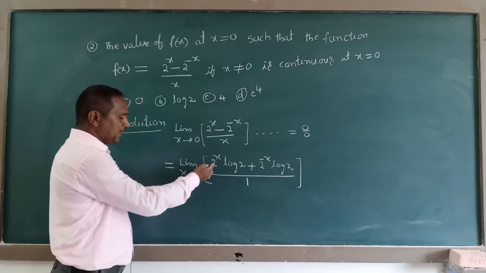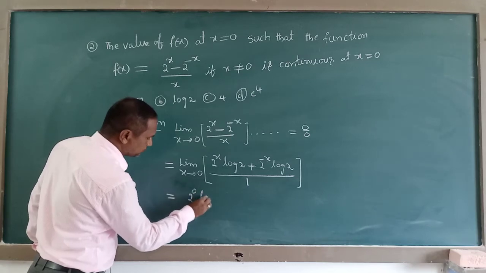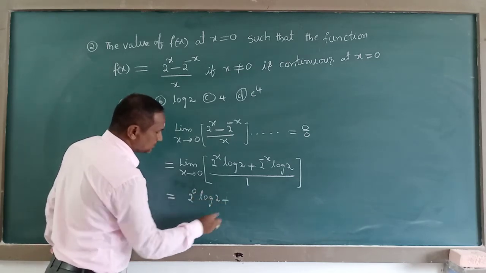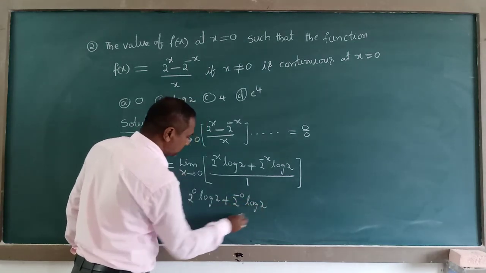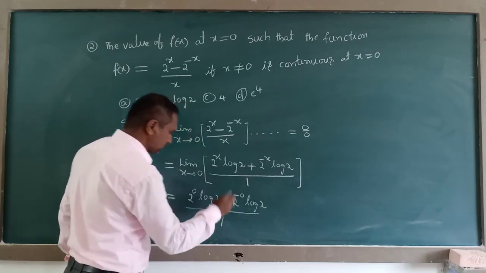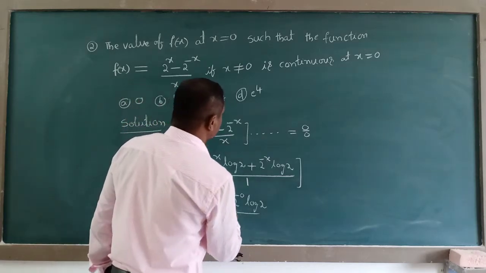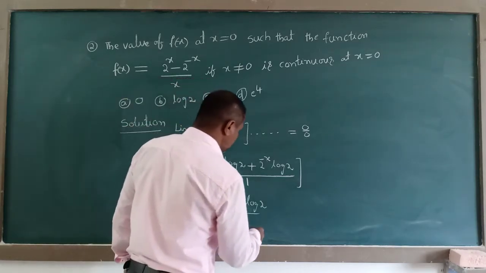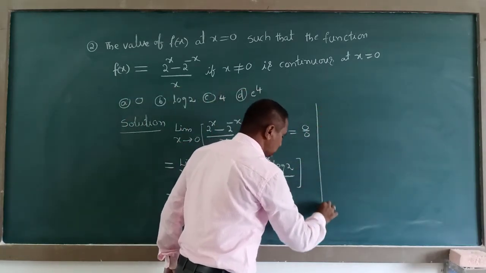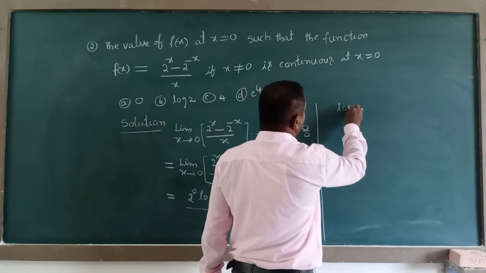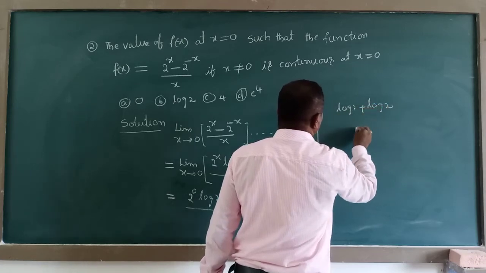Afterwards you apply the limit x tends to 0. In place of variable x we must substitute 0 here. 2 power 0 into log 2 plus 2 power minus 0 into log 2, whole divided by 1. That is, 2 power 0 is 1 and 2 power minus 0 is also 1, so 1 log 2 plus log 2. Totally we have log 2 plus log 2, which is 2 log 2.